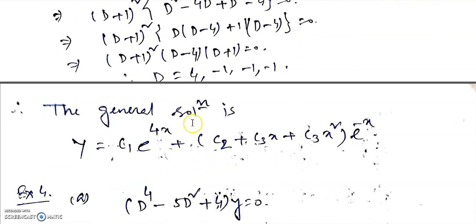Now what is the general solution? C1 e power 4x, because only one root is unequal and the other 3 roots are equal. For the unequal root we write C1 e power 4x. For the equal roots we have to write C2 plus C3x plus C4x square, the whole into e power minus x, right? Because there are 3 equal roots.